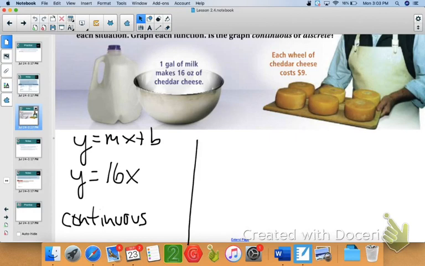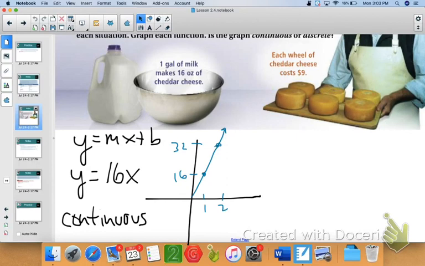So when you graph that, again, I'm only looking at the positive, but it should look something like this. So at 1, I'm at 16. At 2, I'm at 32, which we'll say is right there, and so on. But it is a straight line pattern.